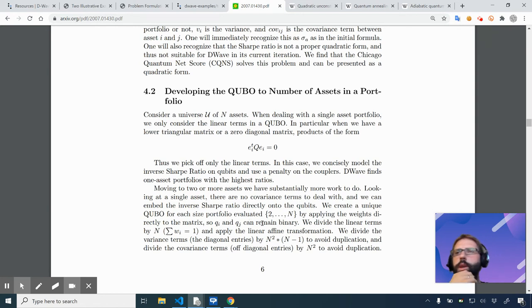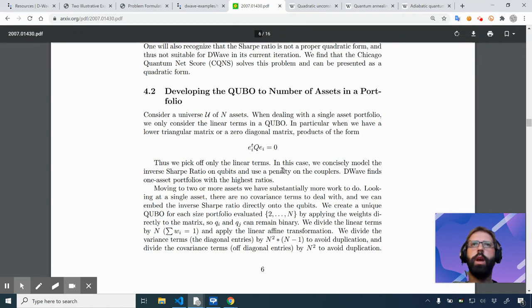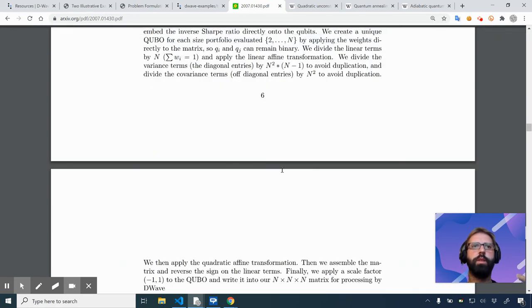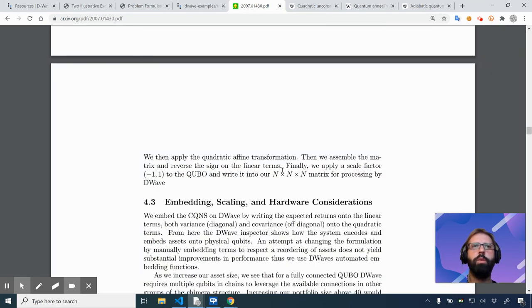Okay, now things start to make more sense. So for each, if your target is to say I want three asset portfolios, then you have a different QUBO. It's a bit like the color mapping thing, right? You have a 3 color problem, a 4 color problem. So we divide in linear terms, find the variance terms. Okay, I gotta dig into this a bit more next time, but it starts to make a bit more sense.